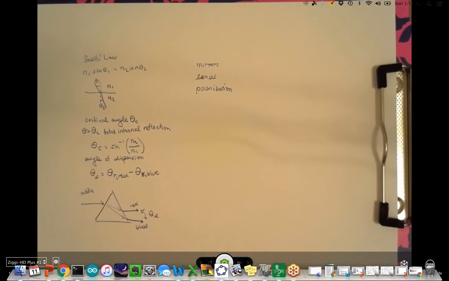And also sound, so Doppler effect and decibels versus intensity in general. And then there was optics.